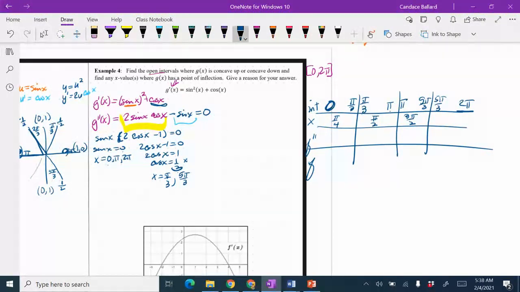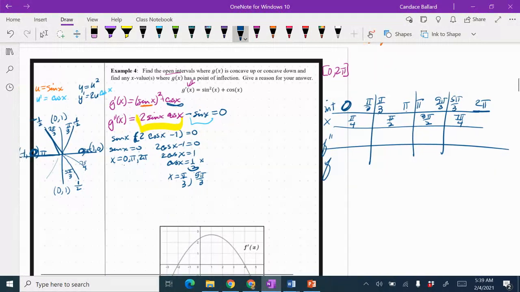And between 5 pi over 3 and 2 pi, let's see, this would be 4 pi over 4, 5 pi over 4, 6 pi over 4, 7 pi over 4 is what I would pick. 7 pi over 4. All right, so we need to plug those into our most simplified form of the derivative, which is this right here, and figure out what's going on. And really all I need to know is the sign of the values there. So let's start with pi over 4.